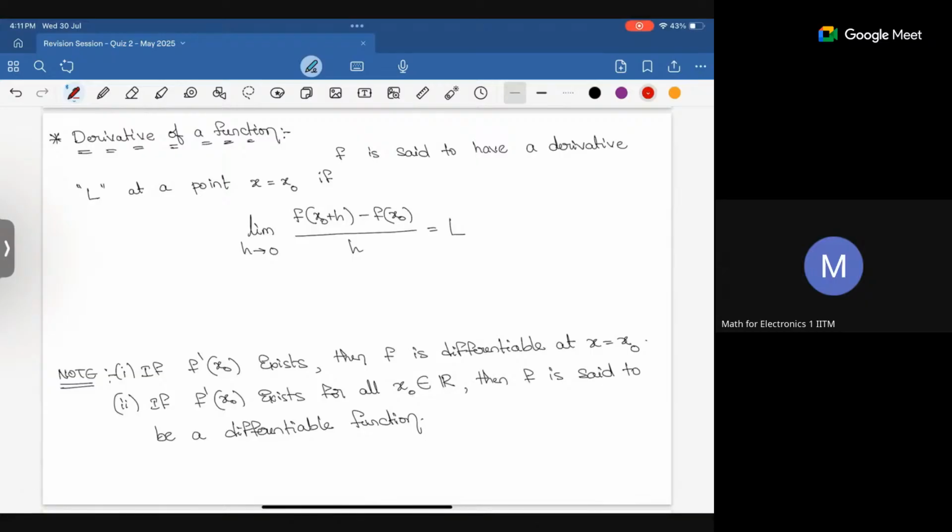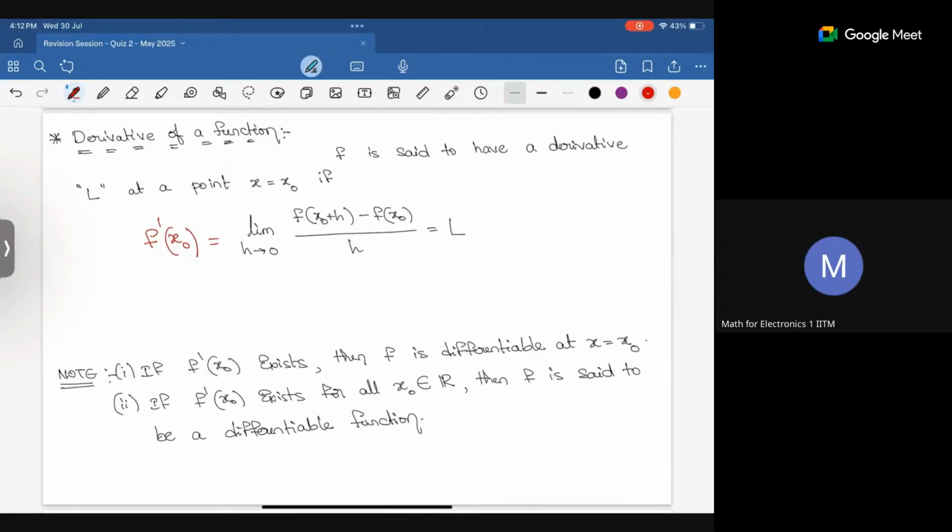A function f is said to have a derivative value capital L at a particular point x naught if the following limit exists. If the limit as h tends to 0 of f of x naught plus h minus f of x naught, divided by h, gives me the value capital L, then I say the function f has a derivative value capital L. Once this exists, it is denoted as f prime of x naught.